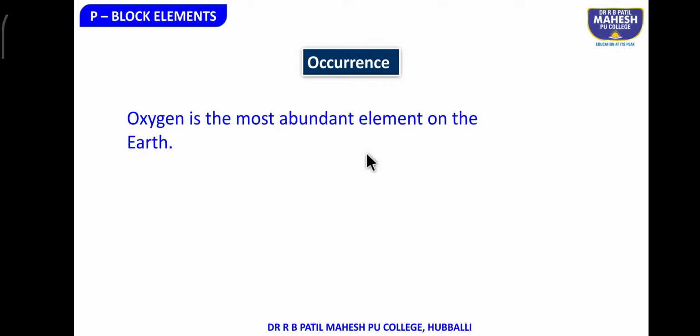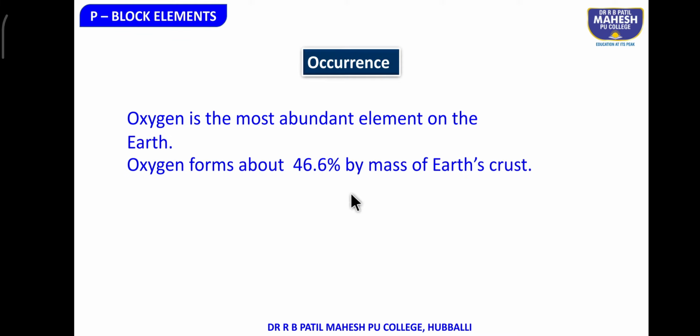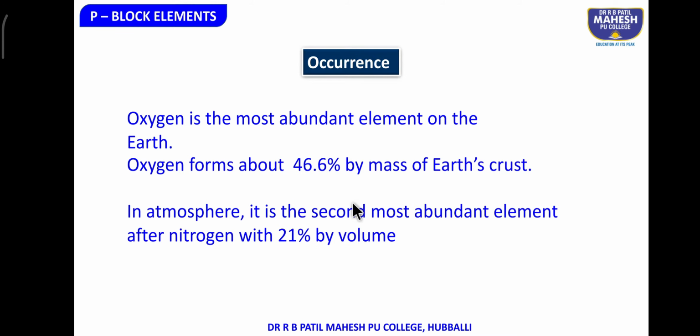Occurrence. Oxygen is the most abundant element present in the Earth's crust, and oxygen forms about 46.6% by mass of the Earth's crust. In the atmosphere, it is the second most abundant element after nitrogen, with nearly 21% by volume.